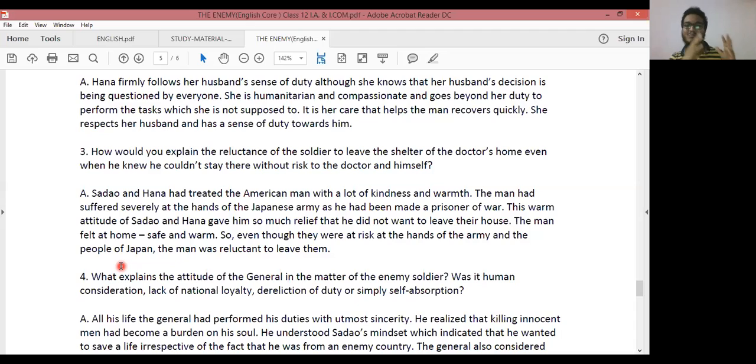It was because of the behavior of these two people, Hannah and Sadao. He was interested in staying there, because when he would go outside, he would be in trouble. So that's why it was not easy for him to go. But later on, he understood the situation. What is the high time? What is the demand? Okay.